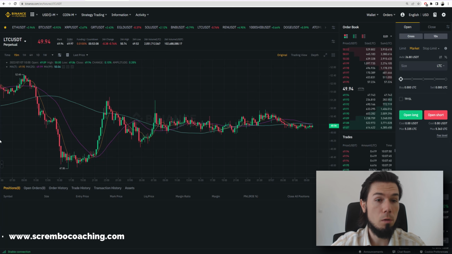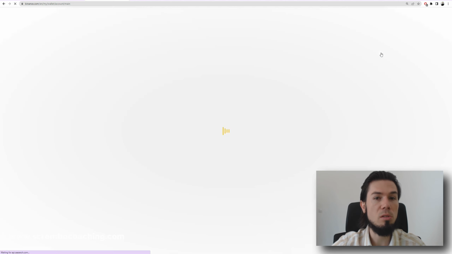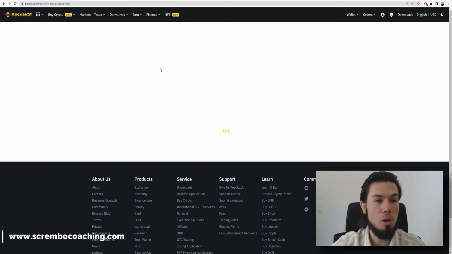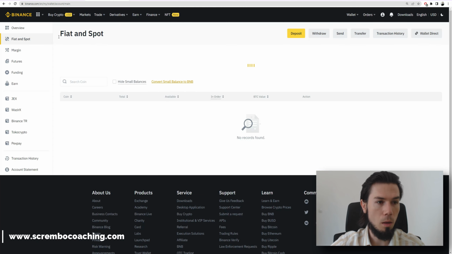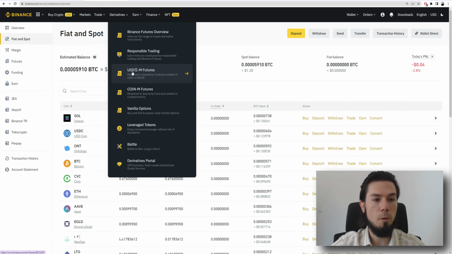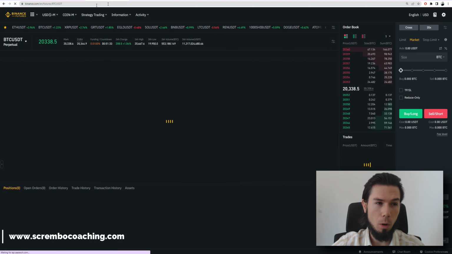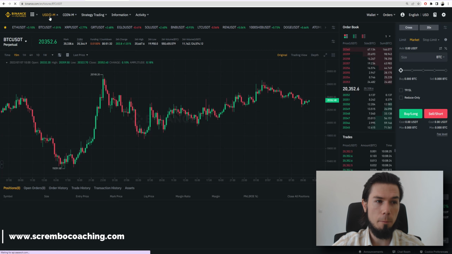So the first thing you must do is be on the futures page on Binance.com. Basically, if you want me to bring you here from the beginning, you need to go to the fiat and spot. I'll share with you how to come to this specific page, which is the first step. It just takes a second. So assuming that you're in the fiat and spot, you want to go to derivatives and then USD-M futures market. That's the one that you must go to.